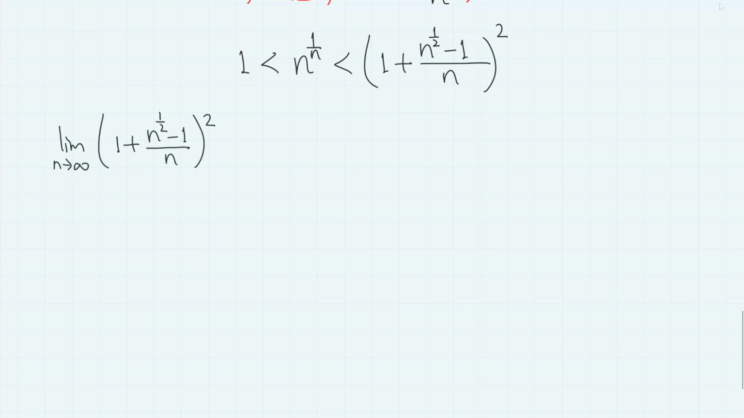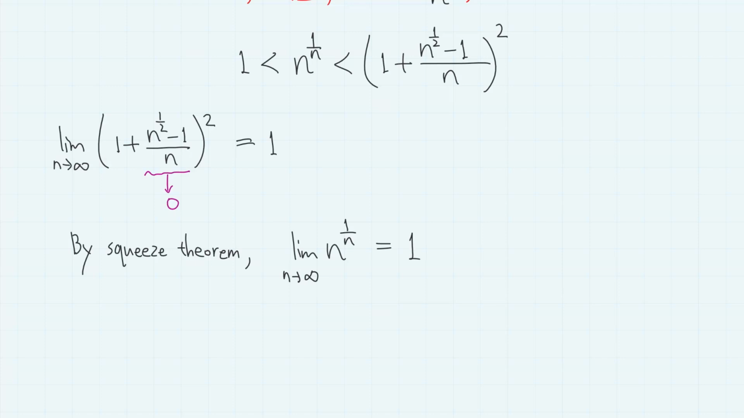Here, this limit converges to 1 because this term goes to 0 as the denominator has higher degree. Therefore, by the squeeze theorem, the limit of n to the power of 1 over n as n goes to infinity is 1.